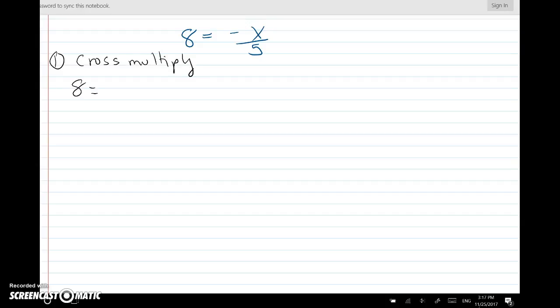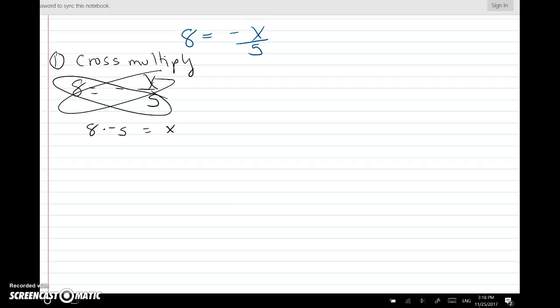I have 8 equals negative x over 5. I'm going to cross multiply. And I have 8 times negative 5. Remember, I want to keep that negative with the denominator. Equals x. 8 times negative 5 is negative 40 equals x. And we're going to flip it around to make it look pretty. So there's the cross multiplication.